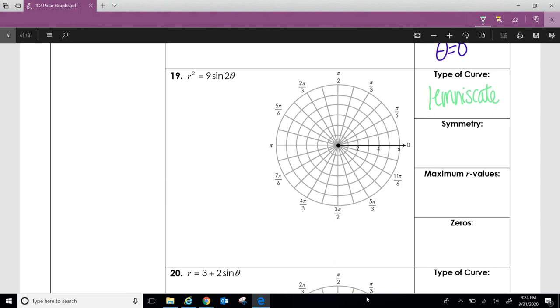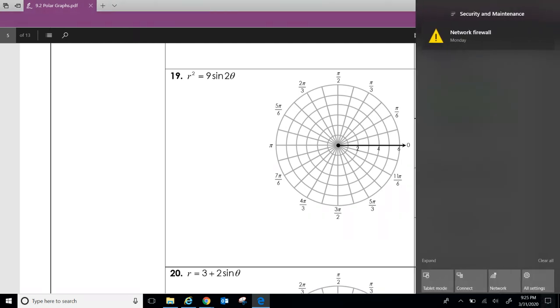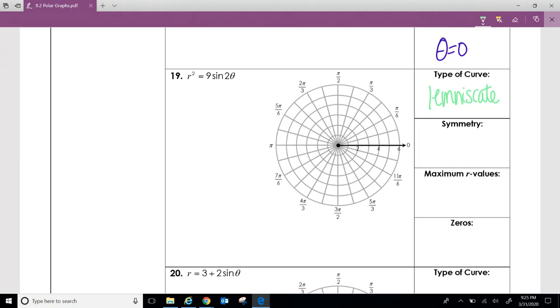Normally, we would say anything with a sine in it is symmetrical about theta equals pi over 2. But we're going to see on this one it's not quite. So I'm going to hold off on symmetry. We'll talk about that when we're finished. So let's find our maximum r value. Remember, sine 2 theta oscillates between what two values?